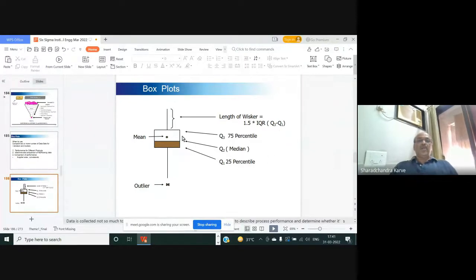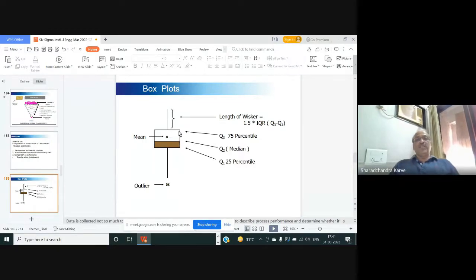The upper part of the box is called Q3 or the 75th percentile. You very well understand now what the 75th percentile and 25th percentile are. And the middle one is called Q2 or the median, the 50th percentile. So this is the box.